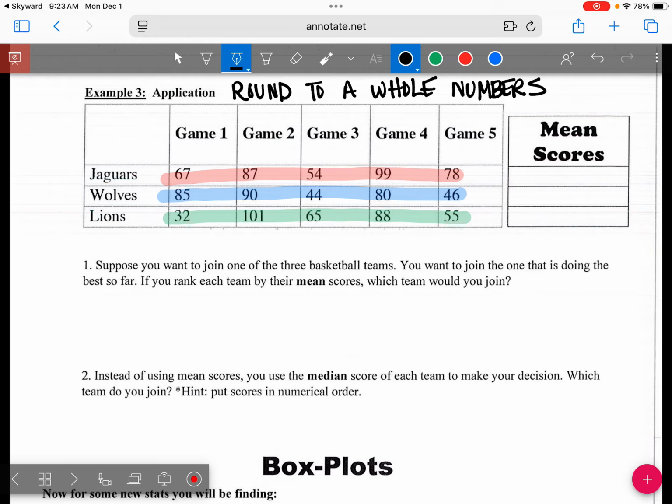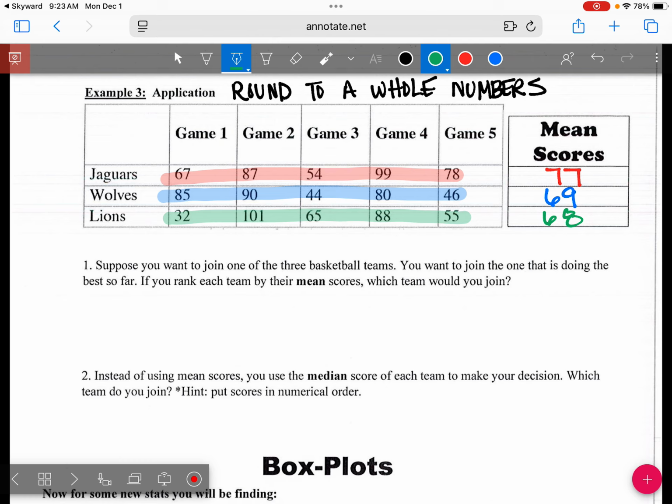All right, what did you all get for the Jaguars? What was your average or your mean? Mean and average means the same thing. So, anybody else get 77? All right. What about for the Wolves? 69. Who got 69? And then the last one for the Lions, what you get? 68. Okay, so now let's answer our questions.